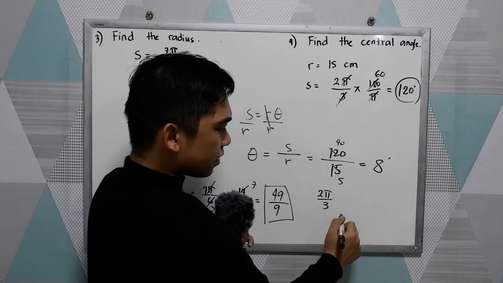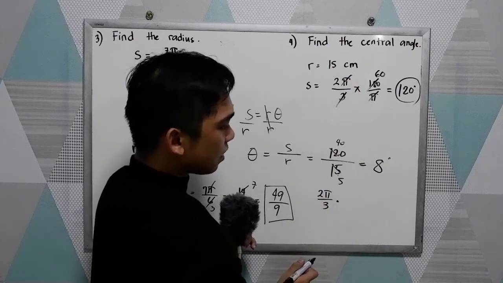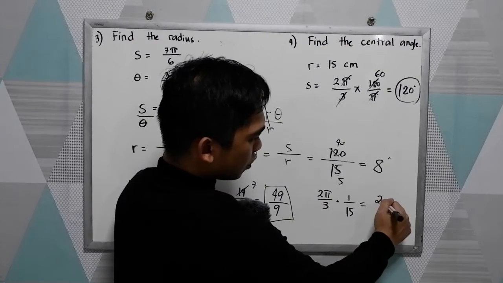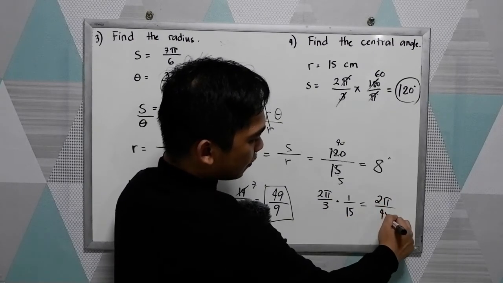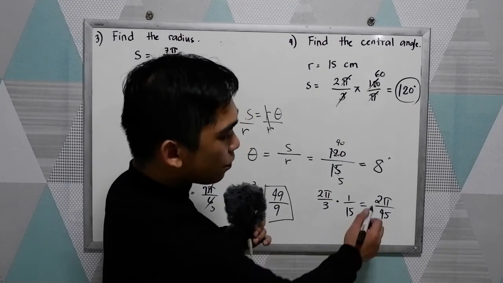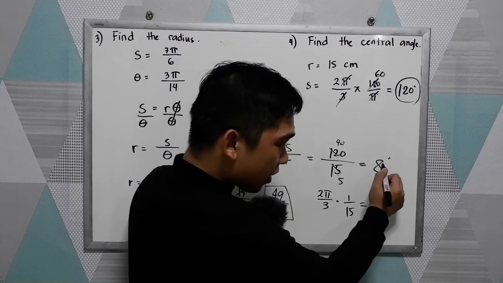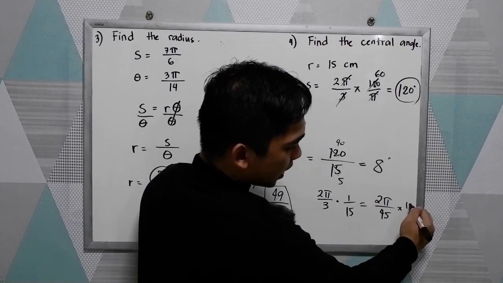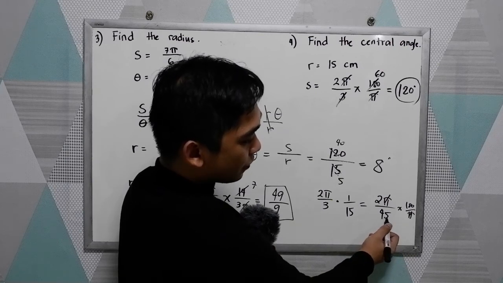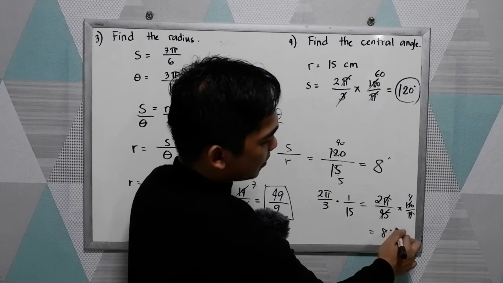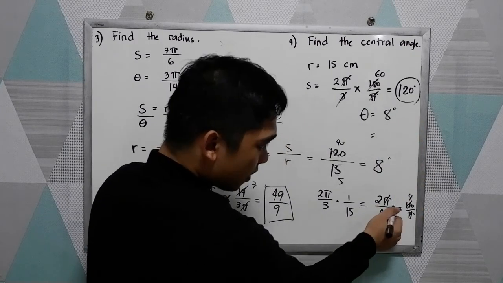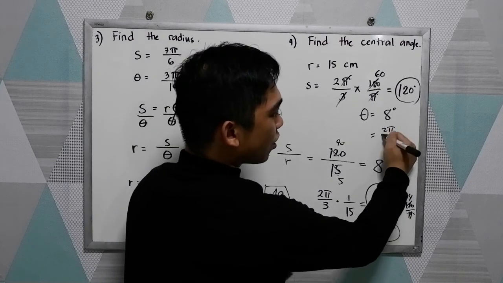So 2 pi over 3 times the reciprocal, 1 over 15. So we have 2 pi over 45. Let's check if we will get the same, times 180 over pi. So cancel pi. Now we have 45 and 180, giving 4, times 2, 8. Oh, really the same: 8 degrees. So the answer can be theta is equal to 8 degrees, or if you write it in radian form, that is 2 pi over 45.